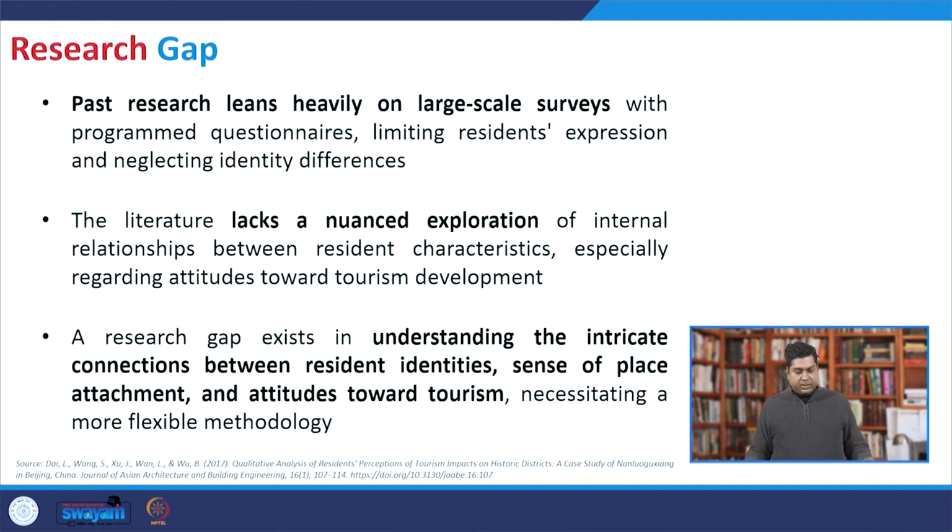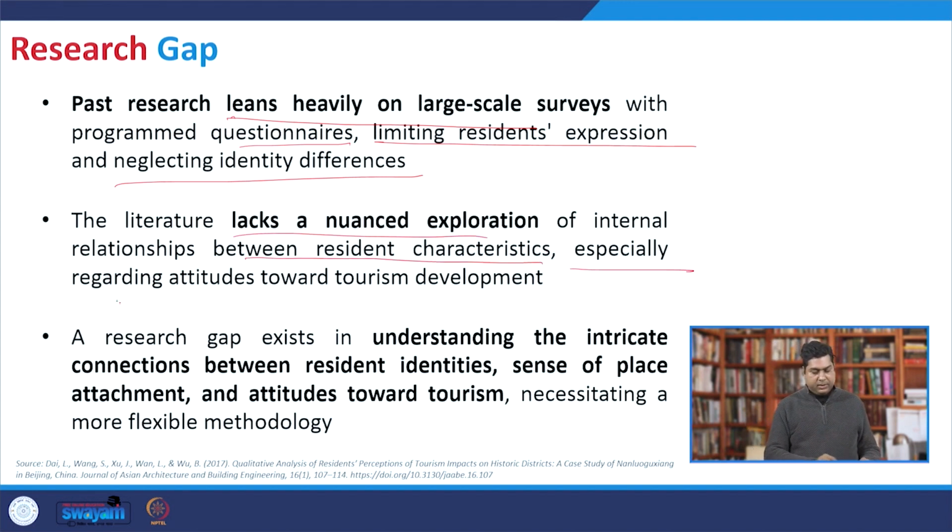Now, the authors have identified several research gaps. Past research leans heavily on large scale surveys with programmed questionnaires, limiting residents' expression and neglecting identity differences. So, some work has been done much more on the quantitative front, but there it is limiting the residents' expression, whether they are happy with these changes or not, etc. The literature lacks a nuanced exploration of the internal relationship between resident characteristics, especially regarding attitude towards tourism development.